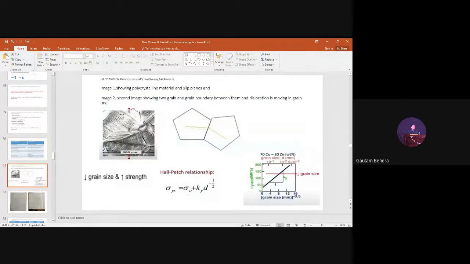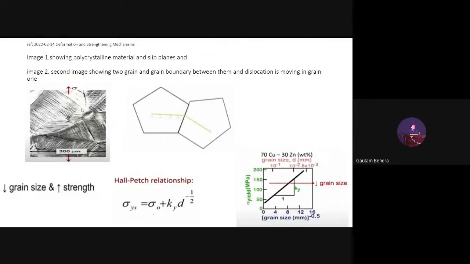So here you can see we have this image. Can anybody tell me what this image is showing? I'm asking you people what this image is showing. Am I audible to everybody? Yes, sir. So nobody is replying. What is this image showing? Just look at this image.